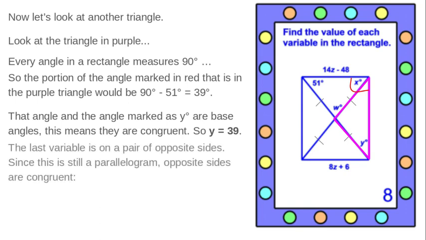The last variable we have is z. Z occurs up here on this side and this side. Those are opposite sides. And it's still a parallelogram, so opposite sides are congruent. So that allows us to put those two equal to each other. And I didn't write out all the solution steps, but I subtracted 8z, added the 48, and ended up dividing by 6. So we get z to equal 9.